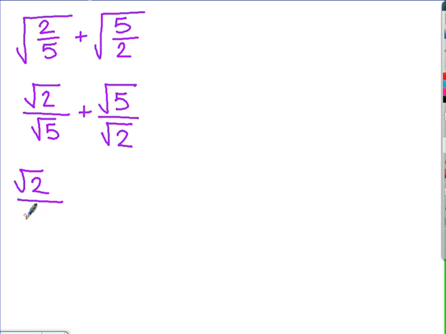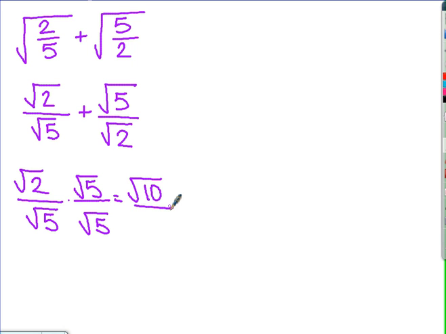Let's start with the first fraction, root 2 over root 5. We want to get rid of the root in the denominator, so we're going to multiply both by root 5. The square root of 2 times the square root of 5 gives us root 10, and root 5 times root 5 is the square root of 25, which is 5. So root 10 over 5 is our first fraction.